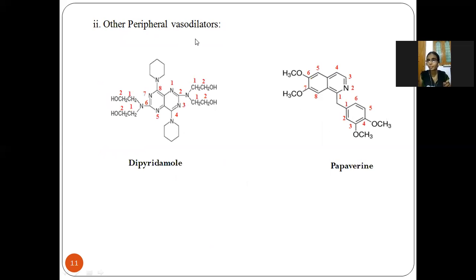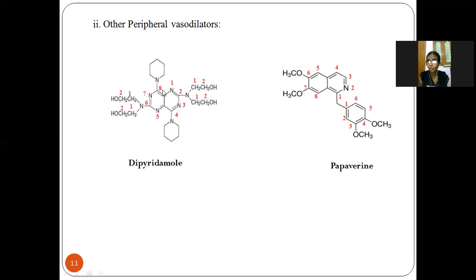Next, other peripheral vasodilators. In this first drug is dipyridamole. So if you see here structure for the dipyridamole, here 2 benzene rings are there. In first, third, fifth and 7th position the nitrogen atoms are attached. And here in the second position and the 6th position 2 nitrogen amide groups, and these amide groups are attached to the ethanol groups. So there are 4 ethanol, 1, 2, 3 and 4 ethanol groups are there.